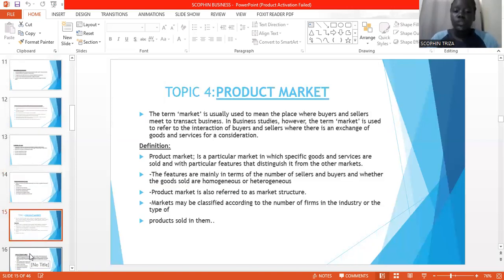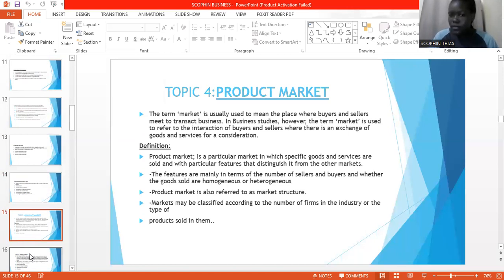Now we'll go to topic 4, which is product market. Now, the term market is usually used to mean the place where buyers and sellers meet to transact business. In business studies, however, the term market is used to refer to an interaction between a buyer and a seller, where there is an exchange of a good or service for a consideration.